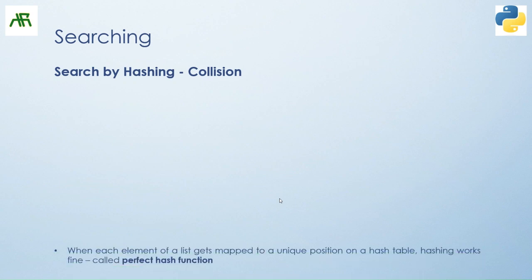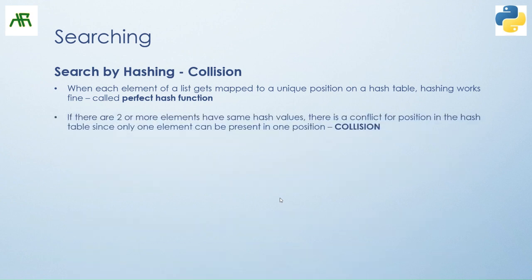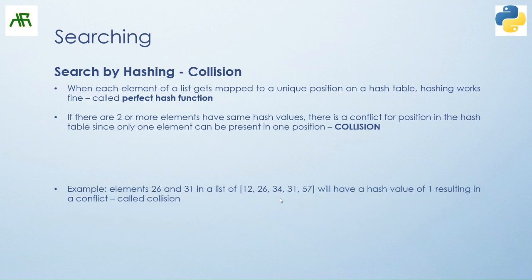I mentioned a possibility of contention when there are two elements having the same hash value or hash key value, right? So it's called collision. When each element of a list gets mapped to a unique position on the hash table, hashing works perfectly fine. This is called a perfect hash function. Whereas if there are two or more elements having the same hash values, there's a conflict for position in the hash table. The reason being there can be only one element at an index position, right? So because more than one element has the same hash value, there's a conflict occurring. This conflict is called collision.